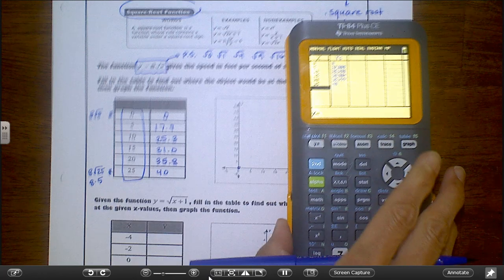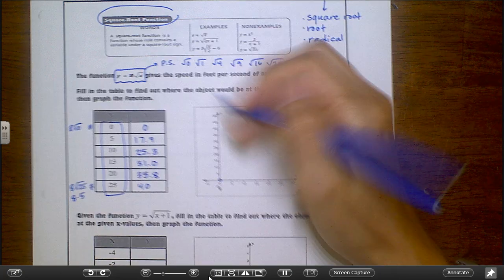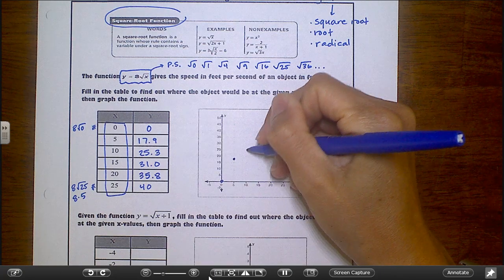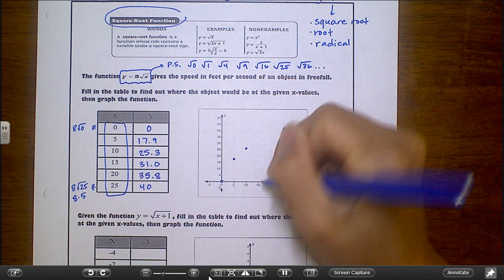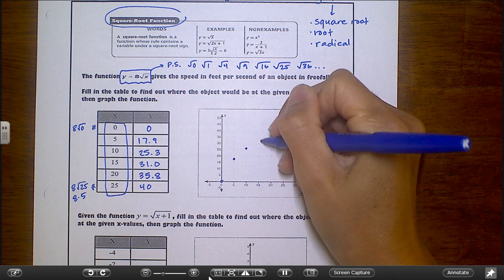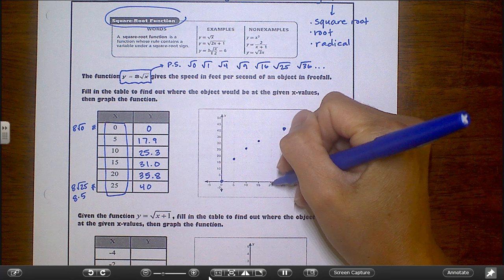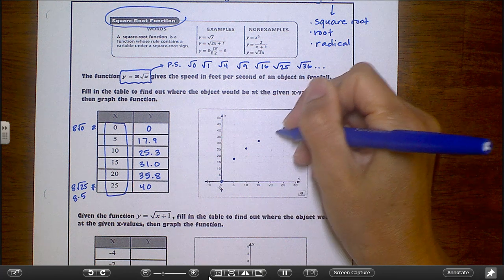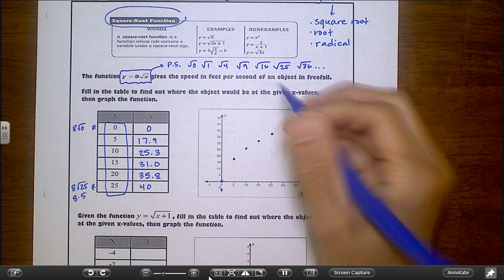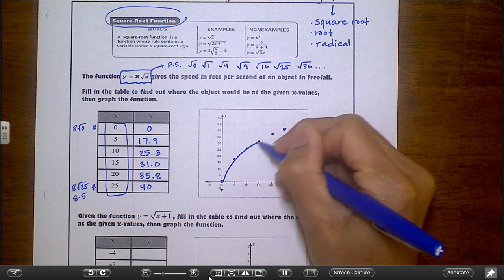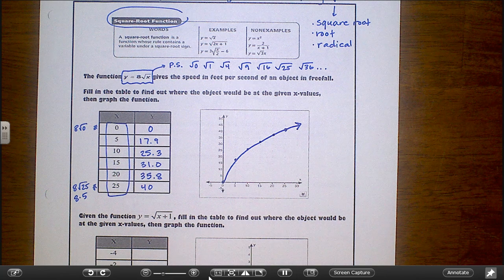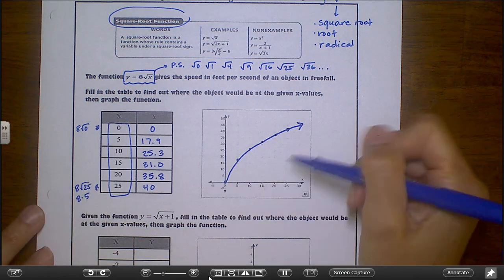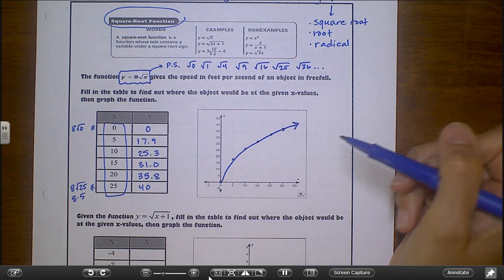35.8. So I'm going to graph these as best I can. So 5 and 17.9, 10, and a little bit over 25, 15, 31-ish, and 20 is 35.8. So what ends up happening if I connect all these is it looks like this. And you will find that all square root functions look basically like this.